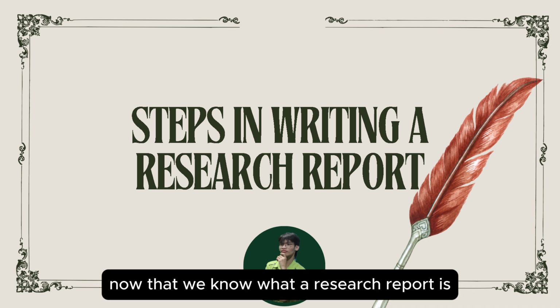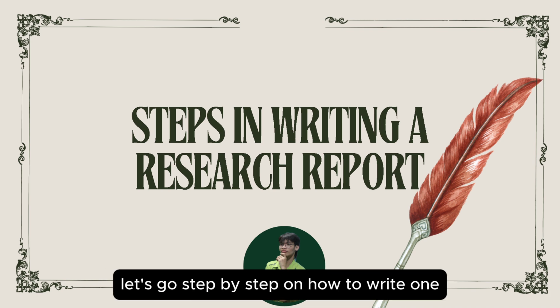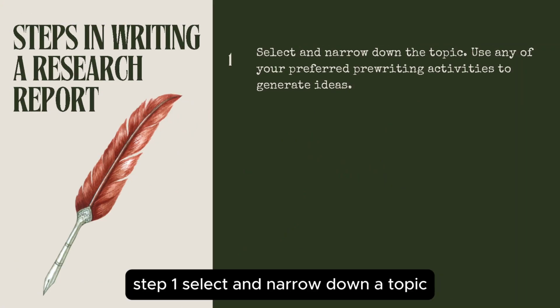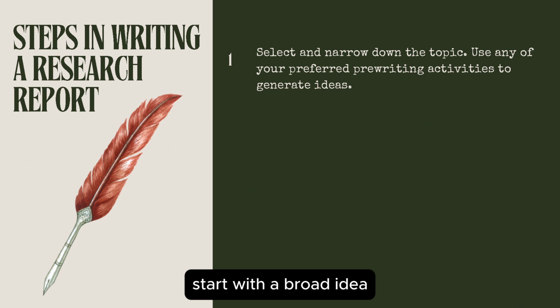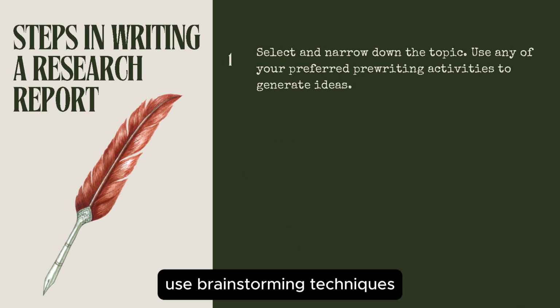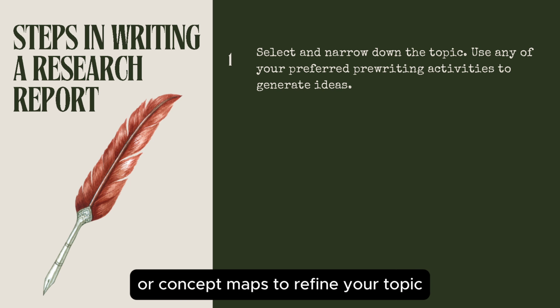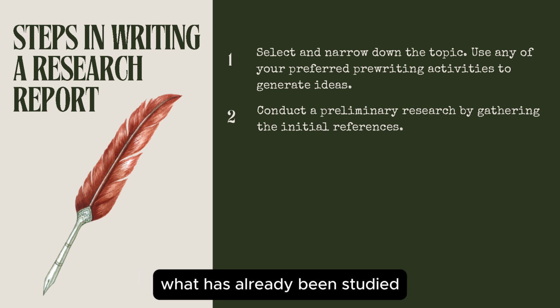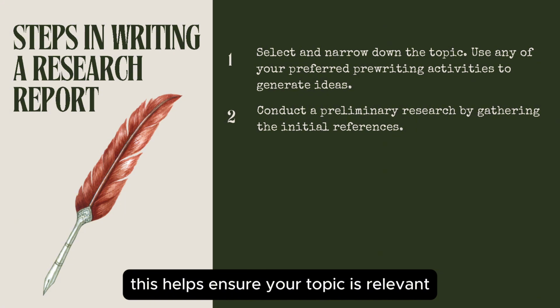Now that we know what a research report is, let's go step by step on how to write one. Step 1. Select and narrow down a topic. Start with a broad idea, then narrow it down to something manageable. Use brainstorming techniques or concept maps to refine your topic. Step 2. Conduct preliminary research. Gather initial sources to understand what has already been studied. This helps ensure your topic is relevant and has enough supporting research.